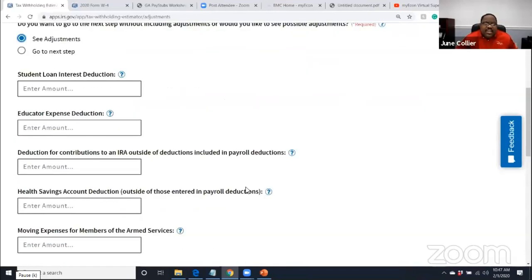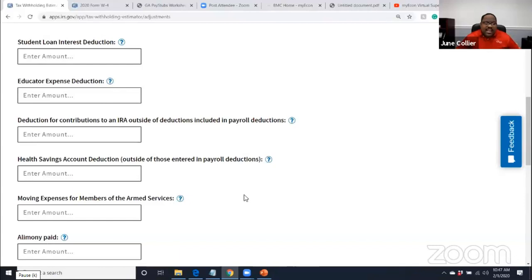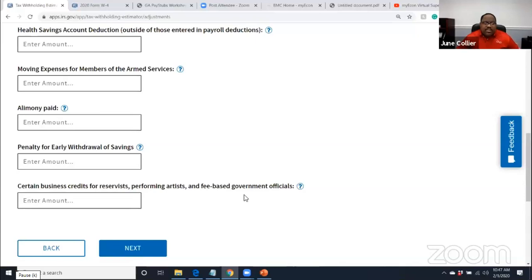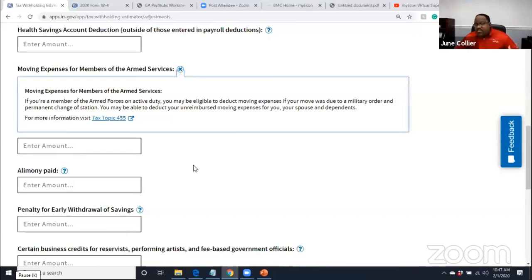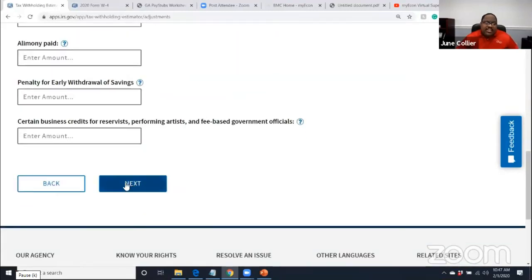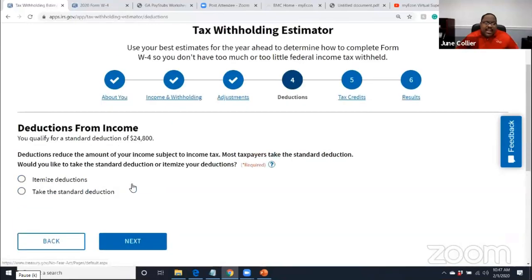When we look at these adjustments: student loan interest deduction, educator expense deductions, deductions for contributions to IRAs outside of your payroll, health savings accounts, moving expenses, alimony, penalty for early withdrawal, certain business credits for reservists, we have none of those. And if you have any questions on any of these, you can always click on the question box and it's going to open up and give you more detailed information about what that box actually means. So we're going to leave all of these blank. We're not going to take any adjustments to income. We're going to go ahead and click on next.